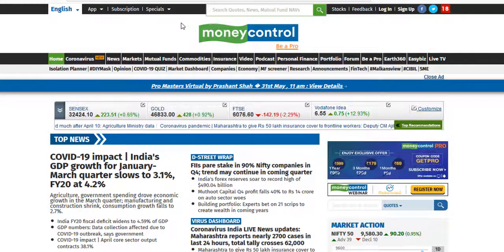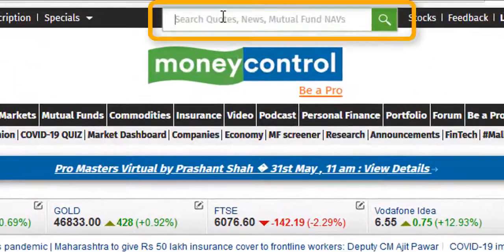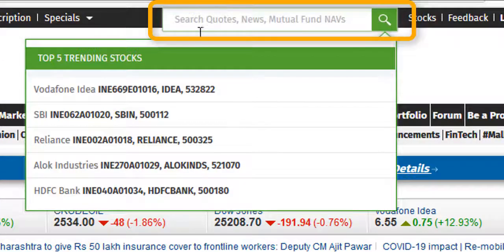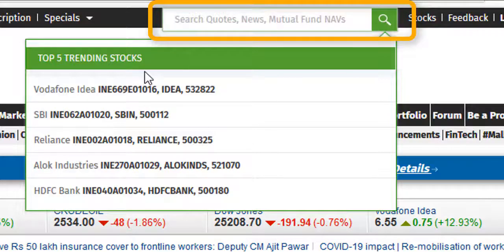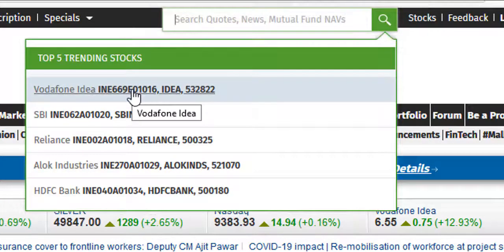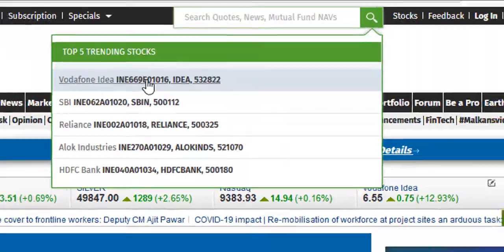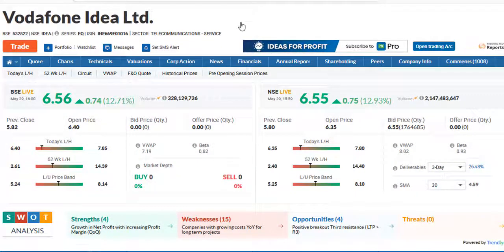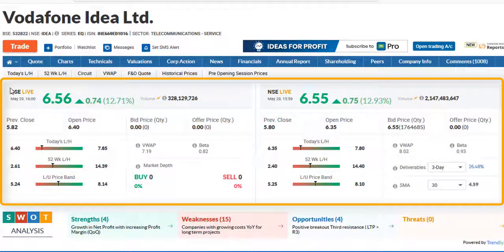To get any stock's information, all you have to do is click in the search box and type the stock ticker. I'm going to choose one from the top trending stocks. It's also here, Vodafone Idea. So I'm going to use this for example. This is how the stock quotes box looks. First, let's focus on the quotes.